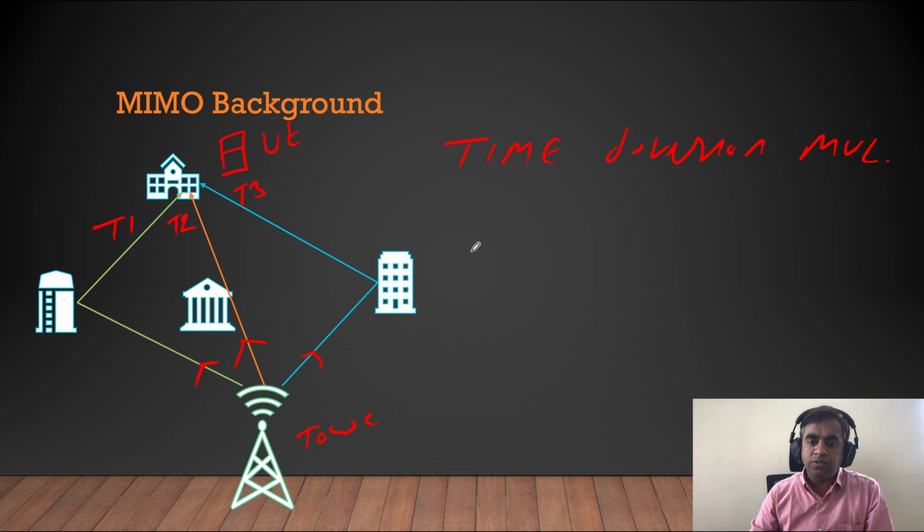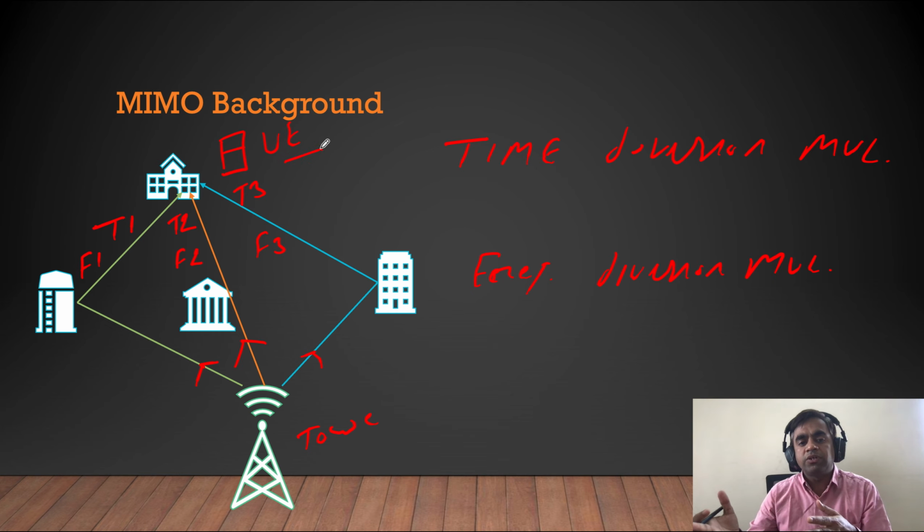Another technology which was introduced is frequency division multiplexing. What frequency division multiplexing says is you transmit the same information over different frequency channels. That way, the UE can reconstruct whatever information it is receiving, and the chances of information getting lost are minimized.